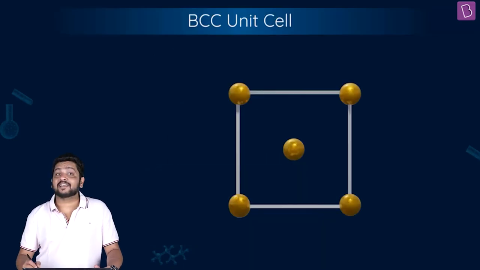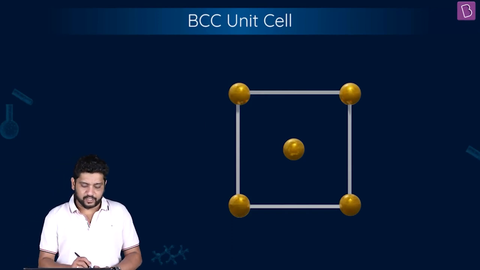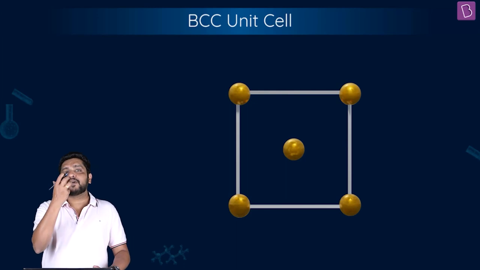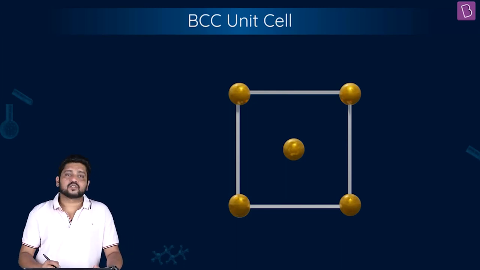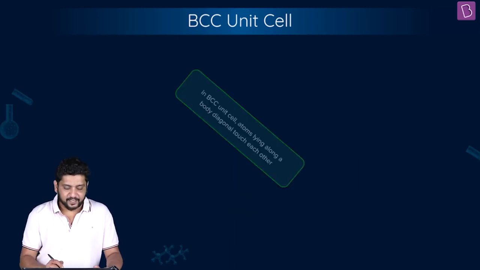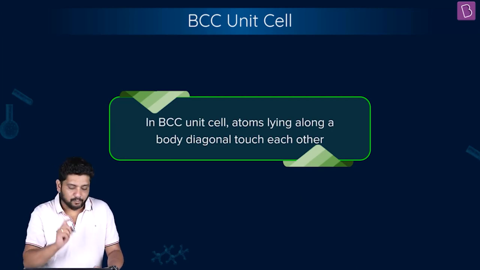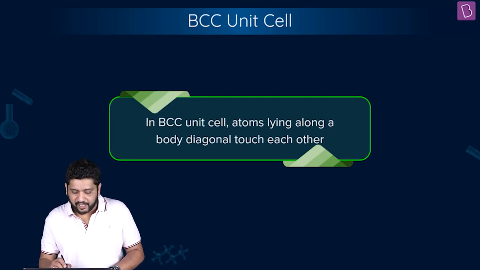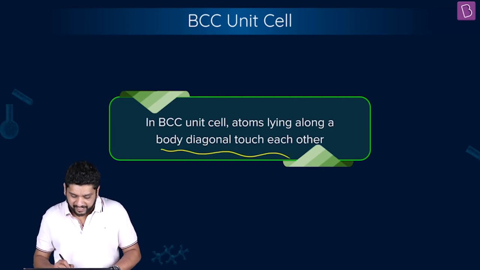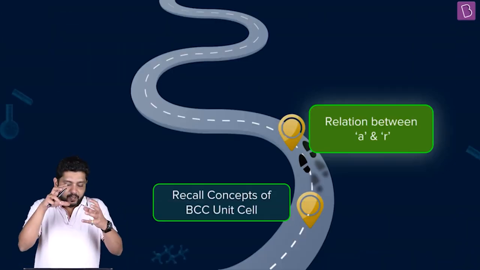So what exactly is a BCC? For that, let's see this. As far as body-centered cube is concerned, it is a cubic situation with an atom at the body center, right? Even though we normally draw it like this, the idea is that they are touching each other, right? So along what you call your body diagonal, in a BCC unit cell, atoms lying along a body diagonal touch each other. What do you mean by that?